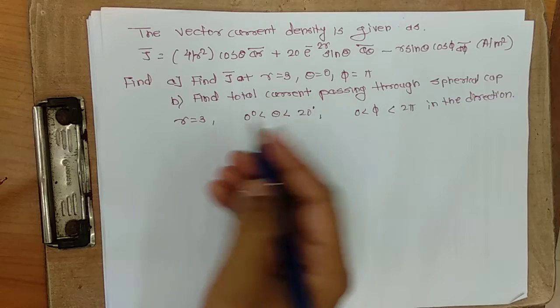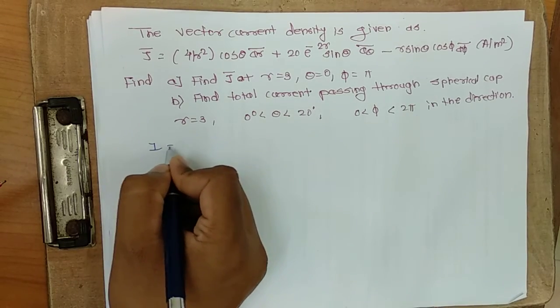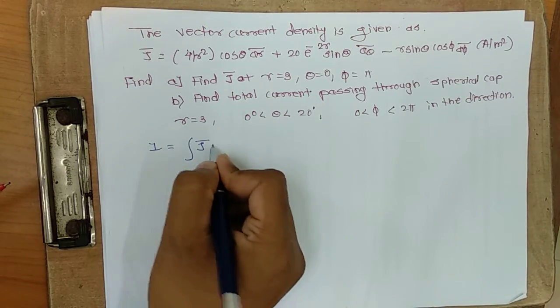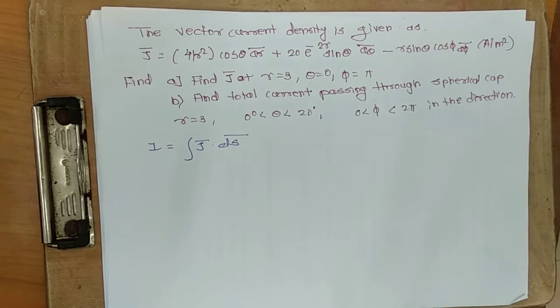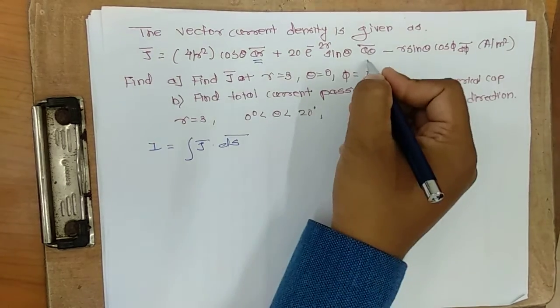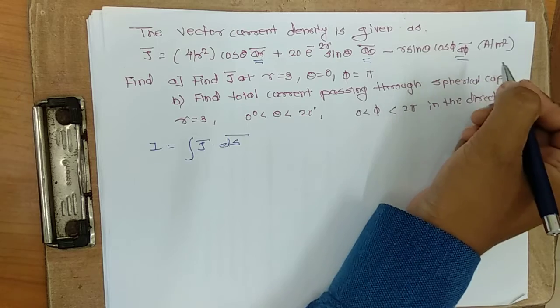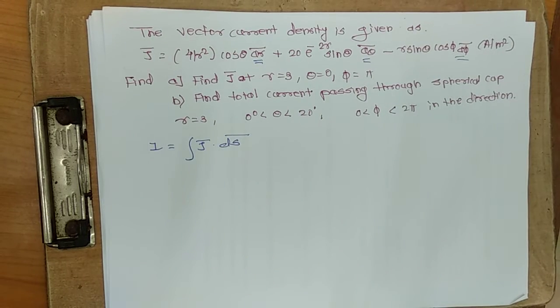Find the total current. Total current means I is equal to the integration of J bar dot dS bar. J bar is already given. You have to calculate dS bar. So what is this coordinate system? You can see a r bar, then a theta bar and a phi bar. So which coordinate system is this? It is the spherical coordinate system.